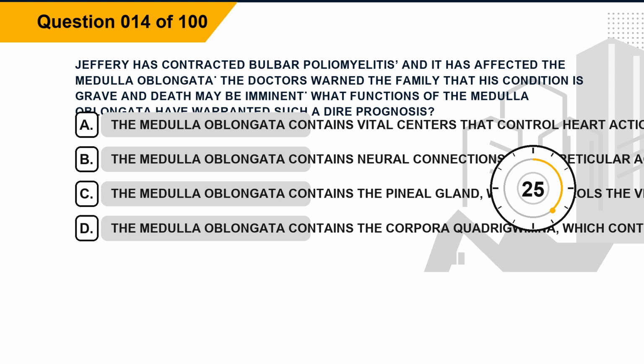Option A. The medulla oblongata contains vital centers that control heart action, blood vessel diameter, and respiration. Option B. The medulla oblongata contains neural connections of the reticular activating system. Option C. The medulla oblongata contains the pineal gland, which controls the vital centers. Option D. The medulla oblongata contains the corpora quadrigemina, which controls the neural transmission of impulses along the spinal cord.